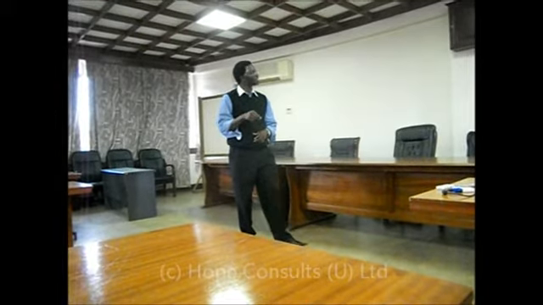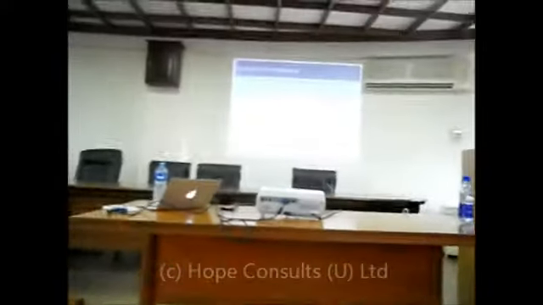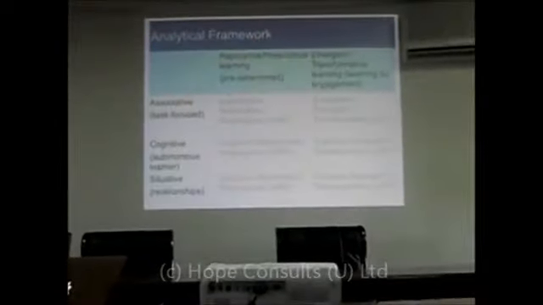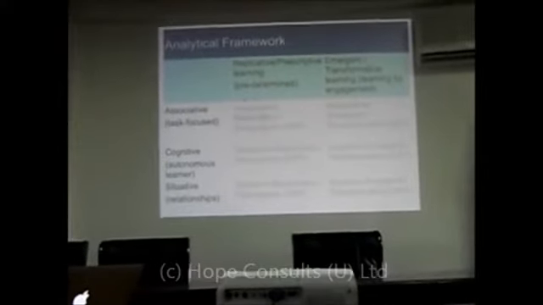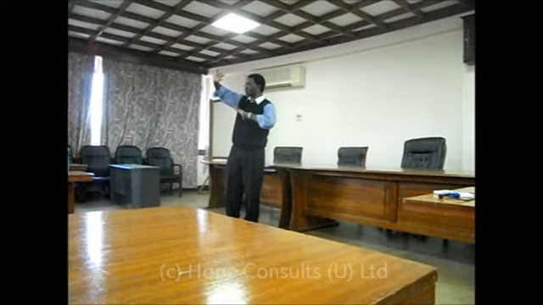And so we looked at emergent transformative. We put together an analytical framework which looked like this. So the associative, the cognitive, and the situative, and then the prescriptive or replicative, the predetermined one, and then the emergent transformative. So we looked at associative prescriptive and associative emergent, and then cognitive prescriptive and cognitive emergent. Making sense? All we did was a table of two. We wanted to actually understand.